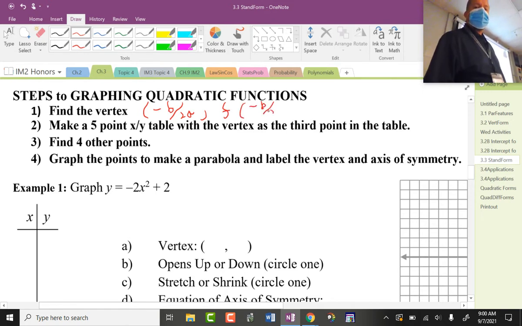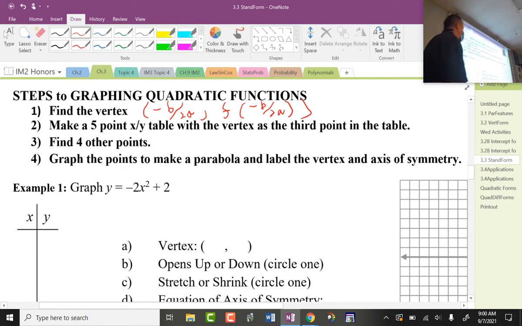That's what this notation means. Input, say it one more time. Output. Of course, if I have an x value, you could find the y value by plugging in. Okay, make a 5-point xy table with the vertex as the one in the middle. That's the starting point. Find 4 other points.